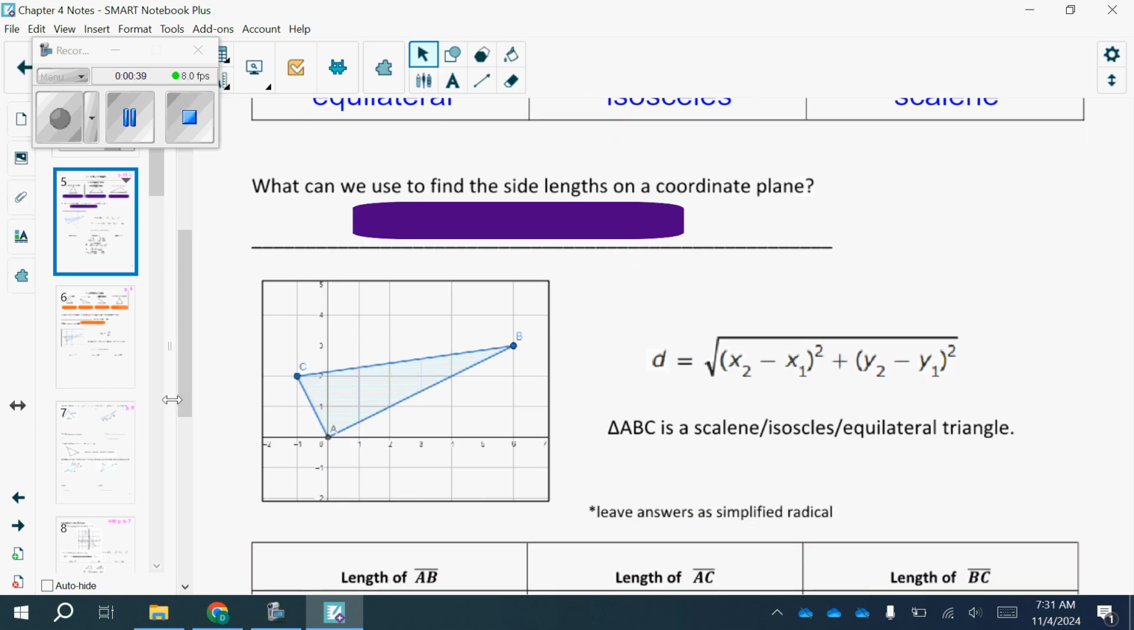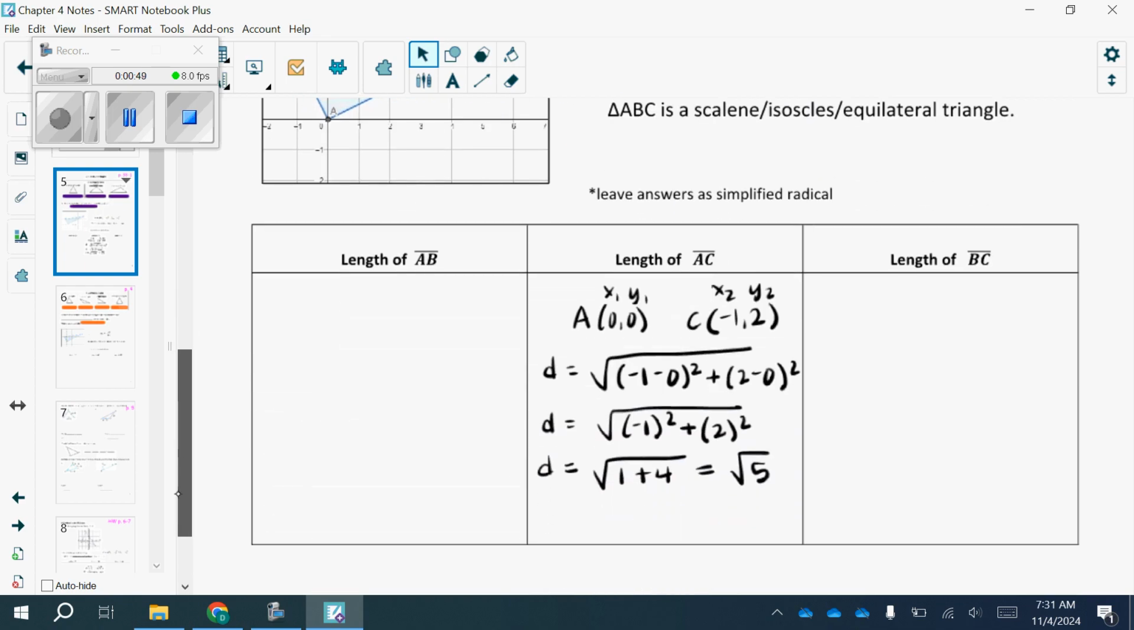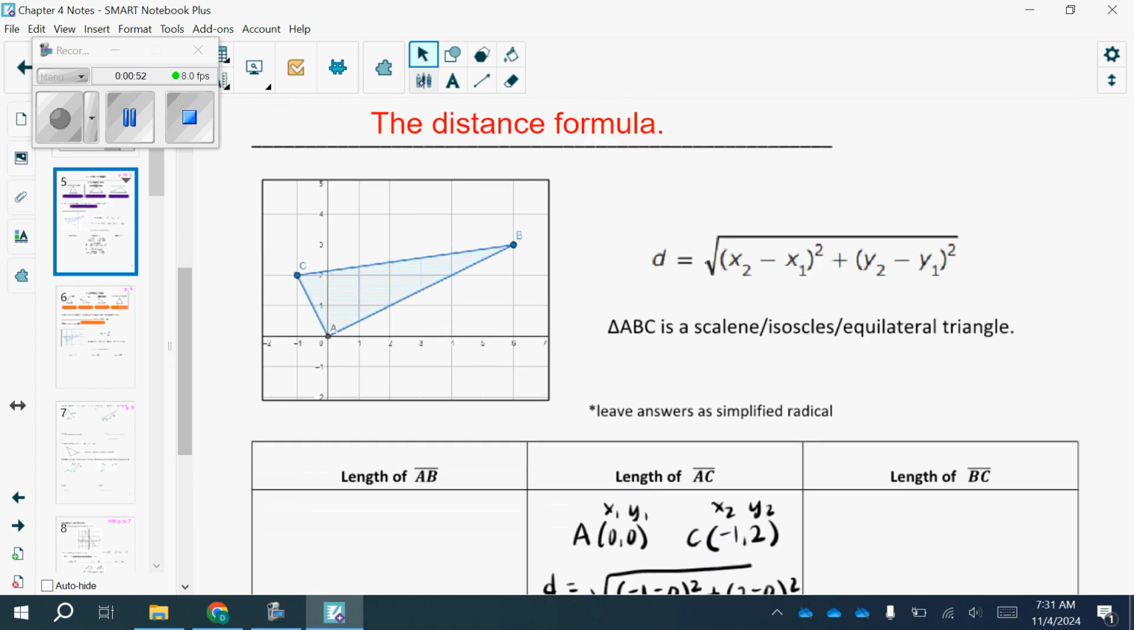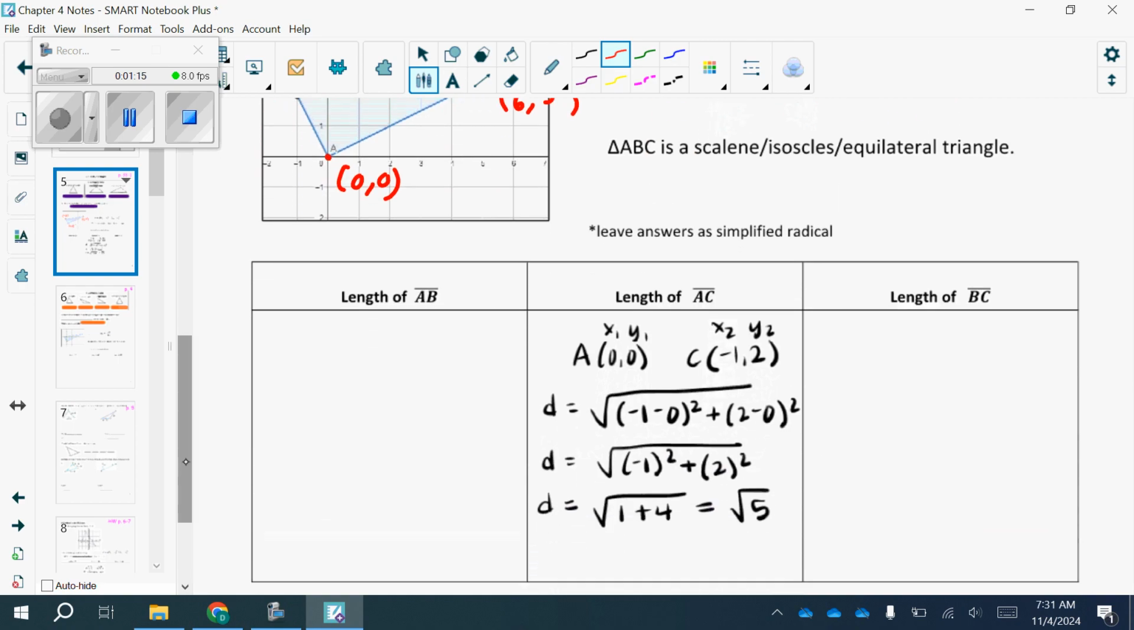When you're given side lengths, or when you're given a triangle on a coordinate plane and you want to find side lengths, you need to do the distance formula. For example, they give us this triangle here, and they give us points A, B, and C, which we can go ahead and label. This is (0, 0). This is (6, 3). And point C over here is (-1, 2). So we'll do one of these.